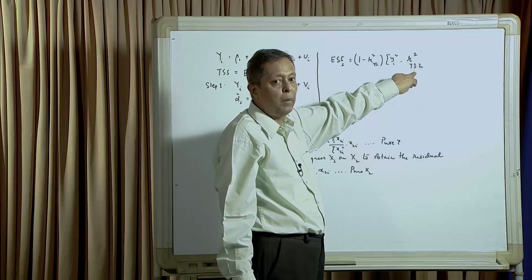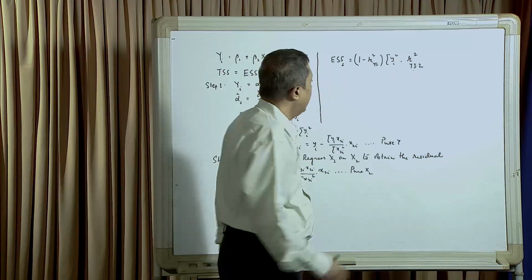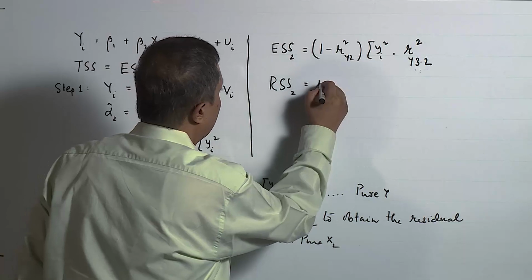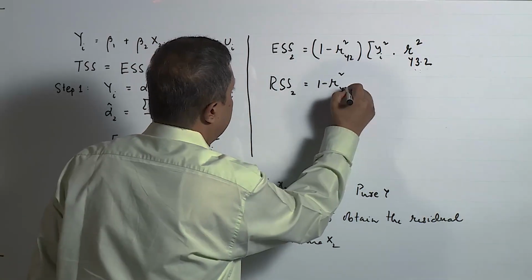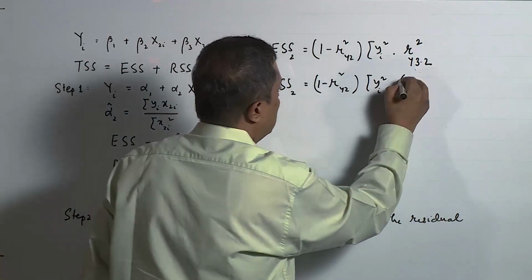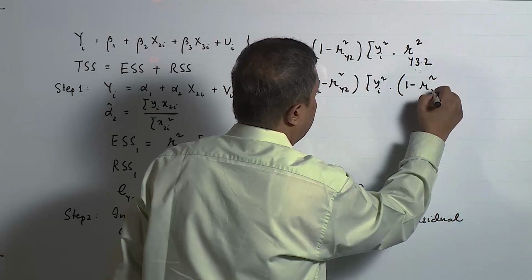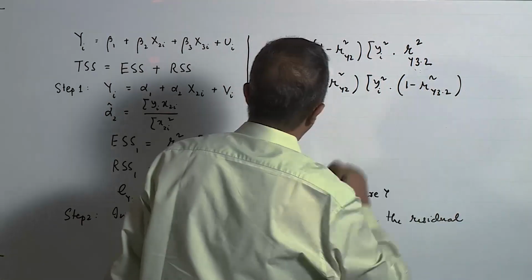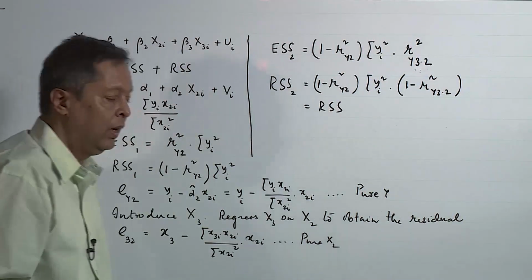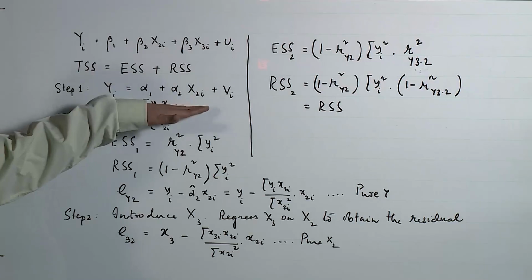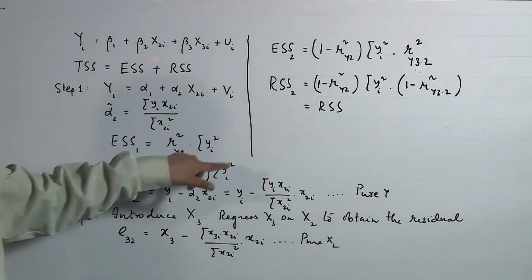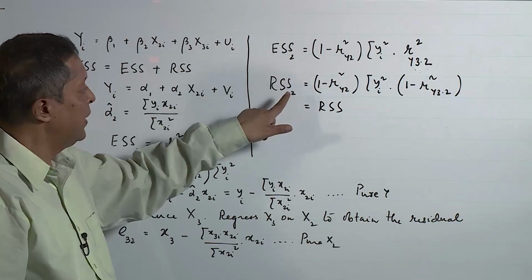So, this is the partial correlation between y and x3 keeping aside the effect of x2. That is called the partial correlation coefficient, and the residual sum of squares RSS 2 will be 1 minus r square y2 into summation y_i square into 1 minus r square y3.2, and this is actually equal to the final residual sum of squares. So, in the initial stage we introduce x2, we have explained and residual sum of squares. This residual sum of squares is further decomposed into explained sum of squares and residual sum of squares.